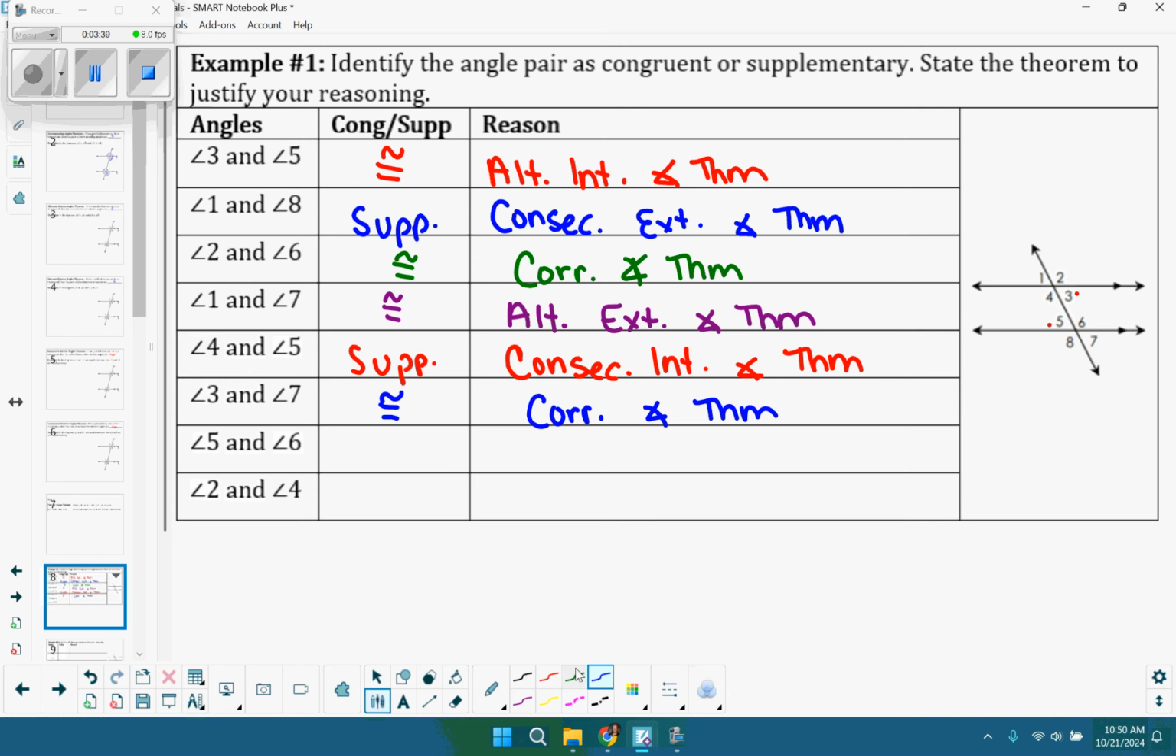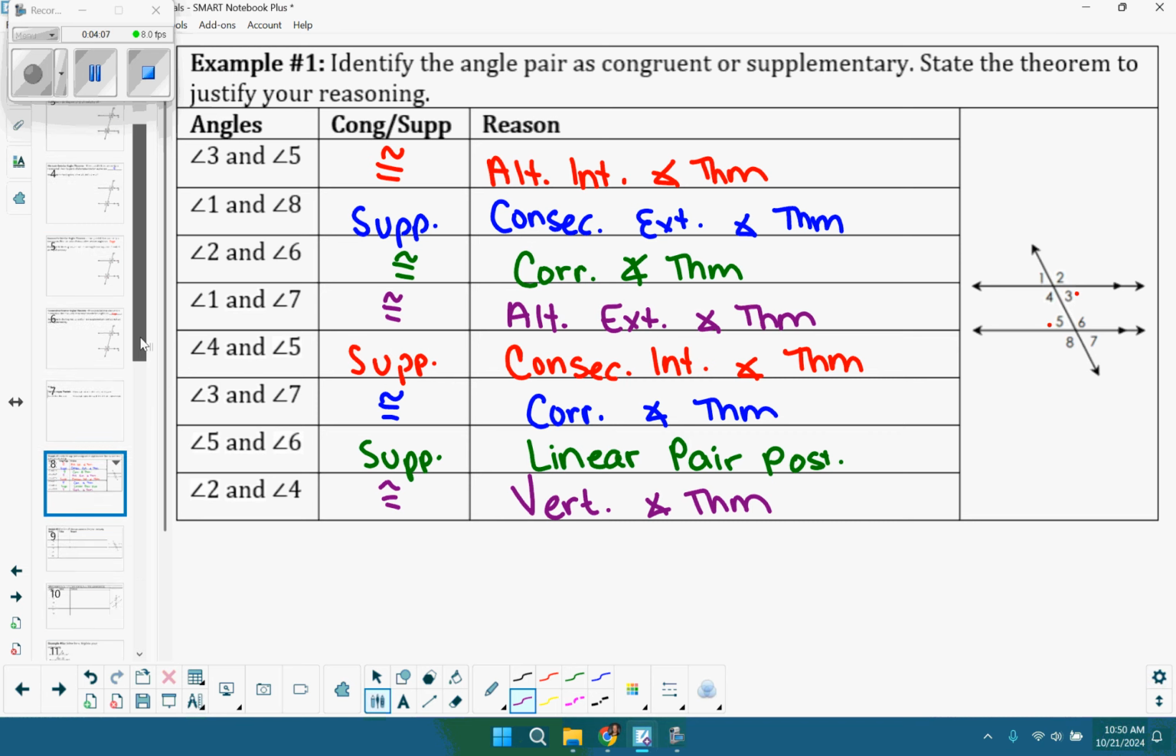5 and 6. This is a bit of a trick question because that's a linear pair. It's not one of the newer ones we're learning. So this is using the linear pair postulate. And remember, linear pairs are supplementary. And then our final one is 2 and 4. Also a bit of a trick question because those are vertical angles. So using the vertical angle theorem, we can say that they're congruent.